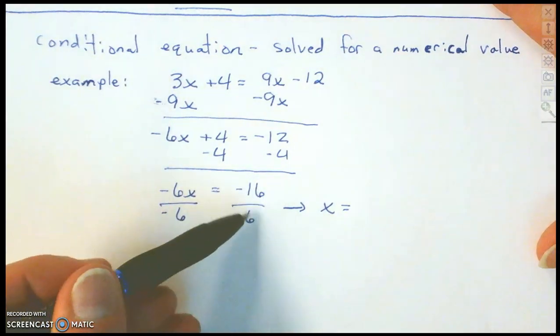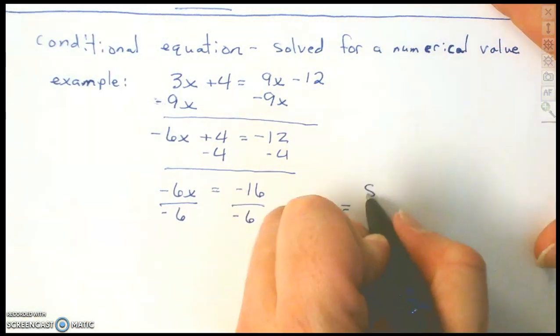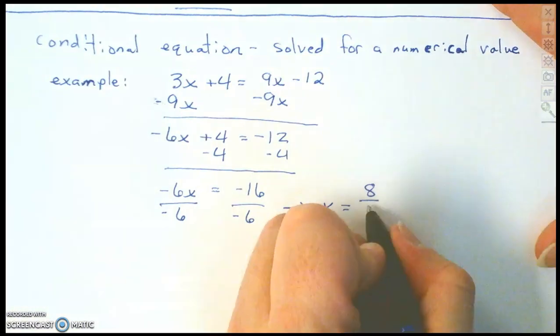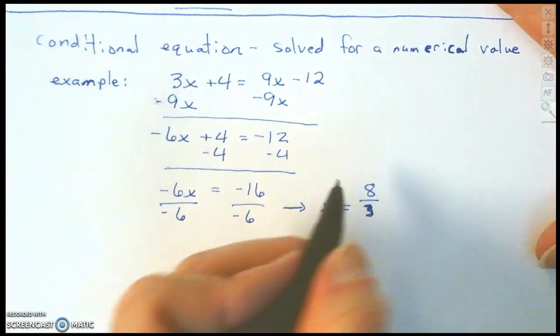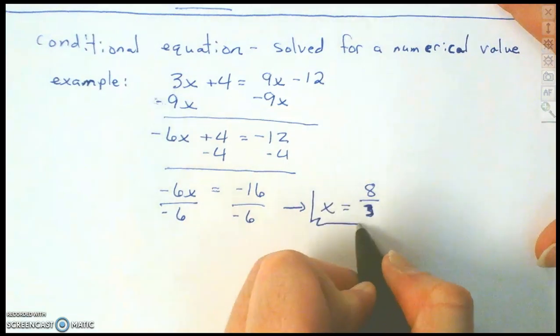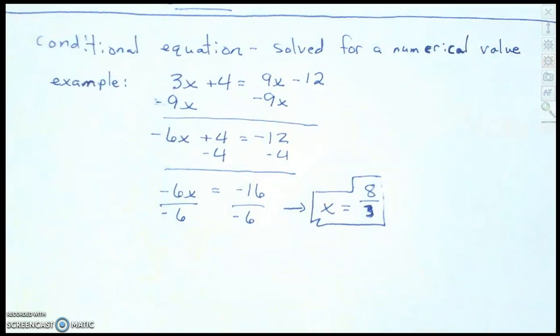Well, these both have a 2 in common, so we can reduce that down. And that's going to then be 8 over 3. And that would be your answer there. Negative and negative makes it positive. And that's going to be your final answer.